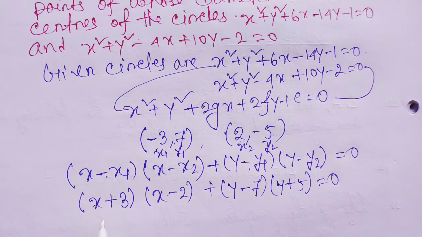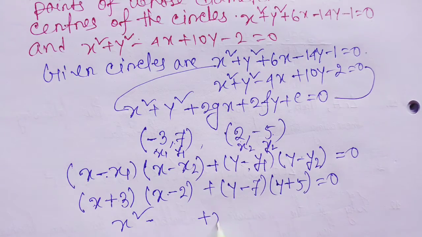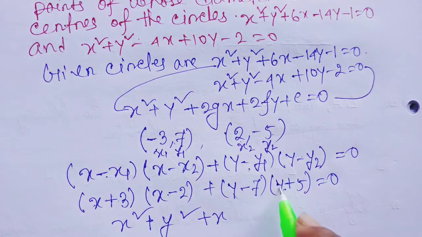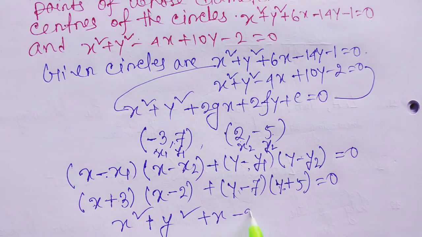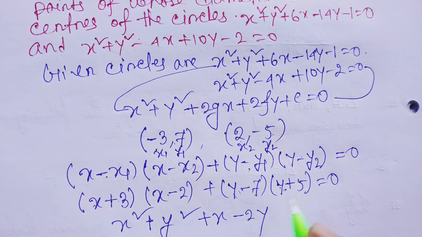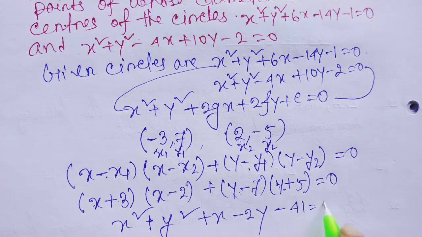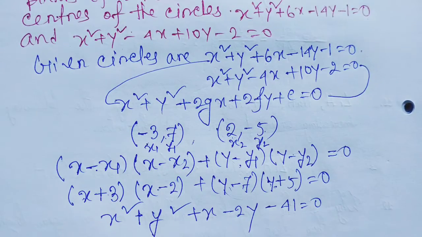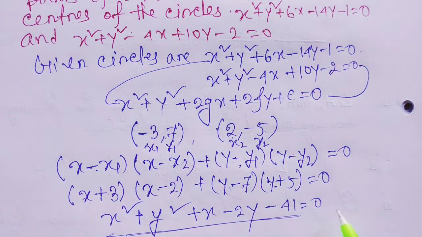That means x into x is x square, plus 3x minus 2x, that means only x, and y into y is y square, and minus 7y plus 5y, that means minus 2y. Here is minus 6 and here is minus 35, that means minus 41 equal to 0. So this is our final answer. Understood everyone?